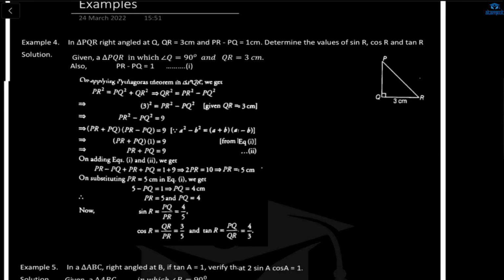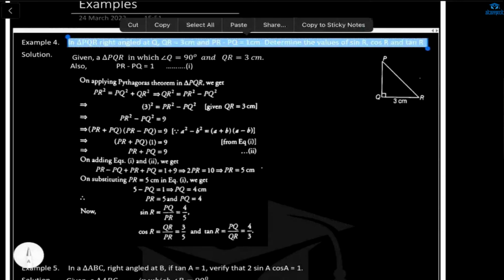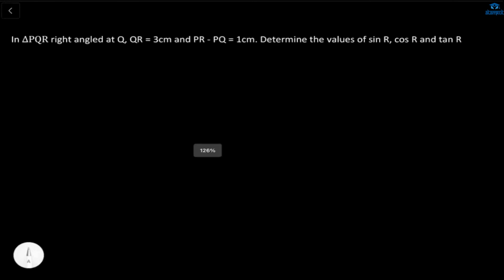So let's see example number 4. Everybody is going to do this question, and tell me the answer. Is the question properly visible? Yes, ma'am. In triangle PQR, right angle at Q. So Q is the right angle, that means Q will be 90 degrees. QR is equal to 3 centimeter and PR minus PQ is 1 centimeter. Just look at this. PR minus PQ is equal to 1 centimeter.